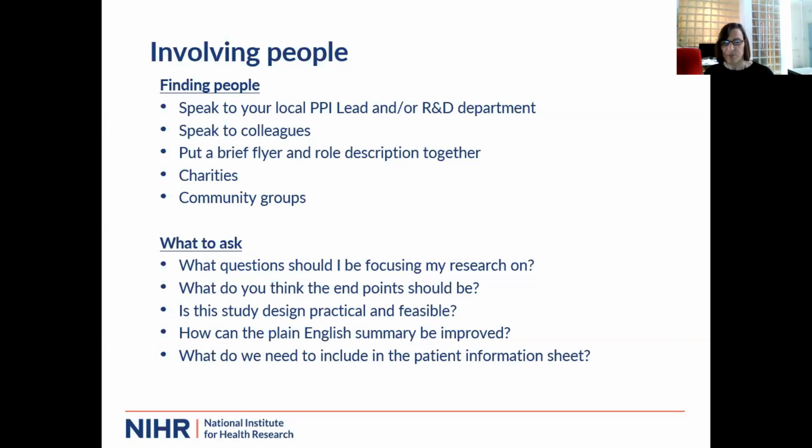Another way of finding people is, of course, you could link in with a medical charity. Obviously, that depends on the group that you're researching. Another possible area you could reach out to is local community groups. So I would advocate that you try and get as wide and diverse a group as you possibly can.